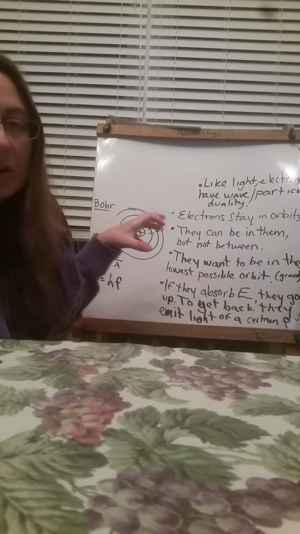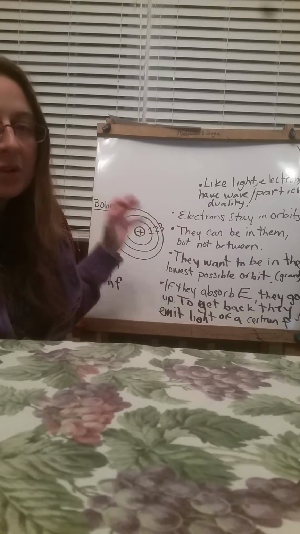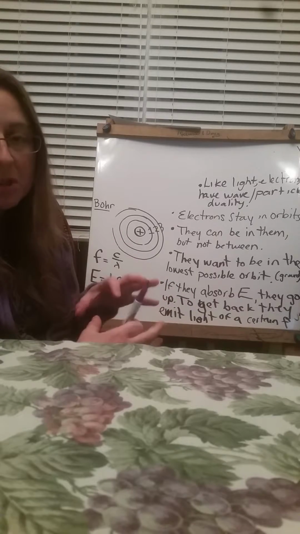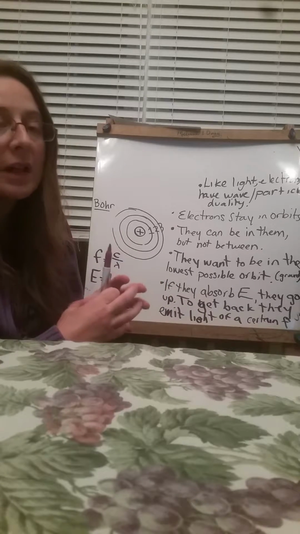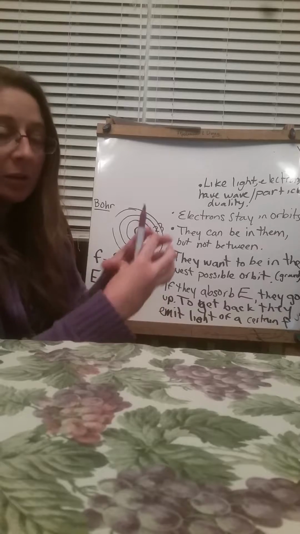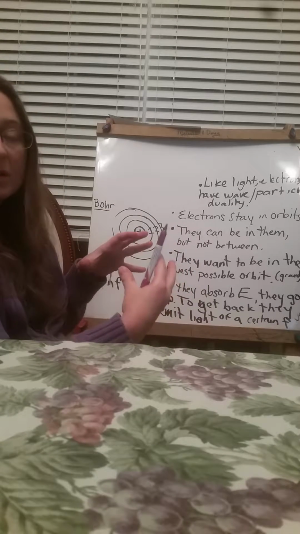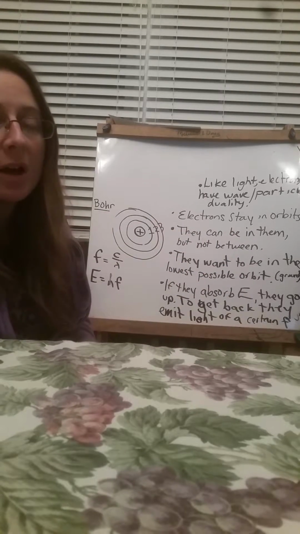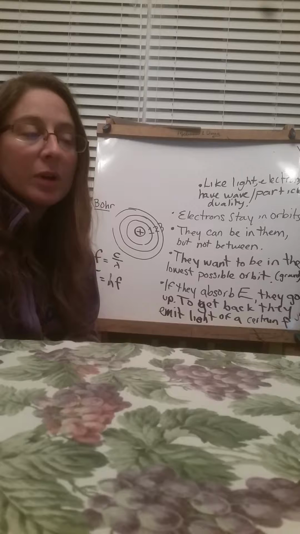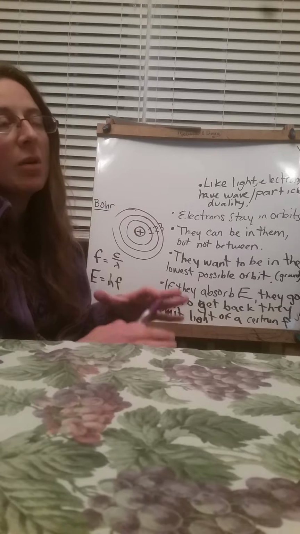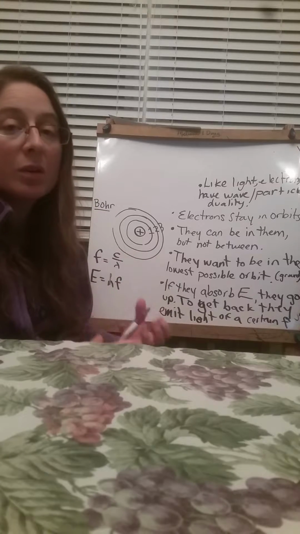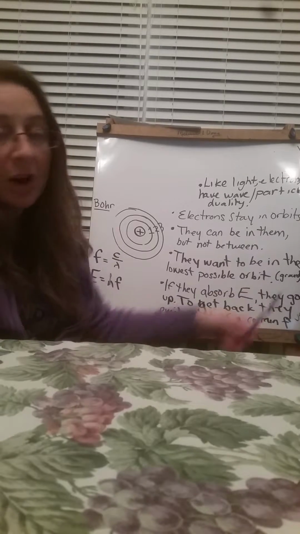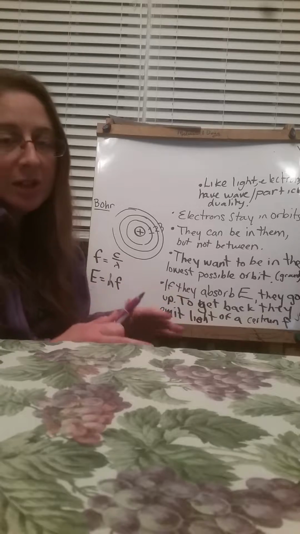And so what Niels Bohr said is that the electron has to stay within the shell unless it absorbs energy, at which point an electron can move to a higher energy shell. If it absorbs more, it can move to another higher energy shell. All matter wants to be in the lowest energy state. That's like the goal of all matter. It's called ground state, the lowest energy state it can be in.